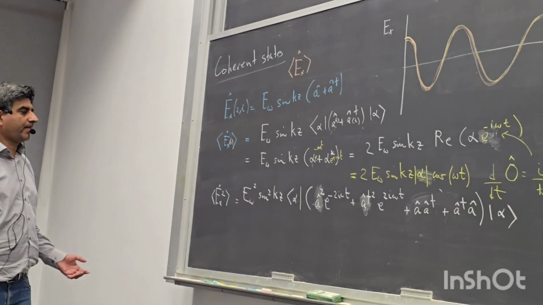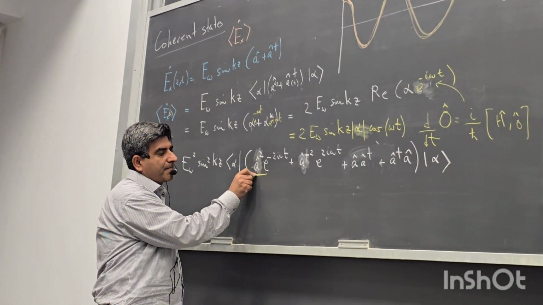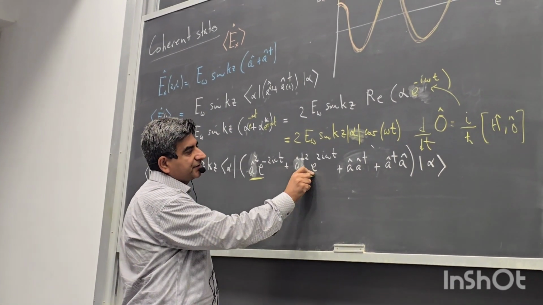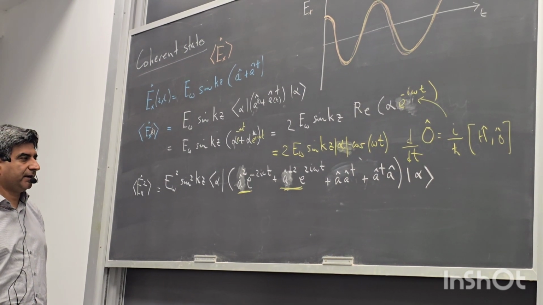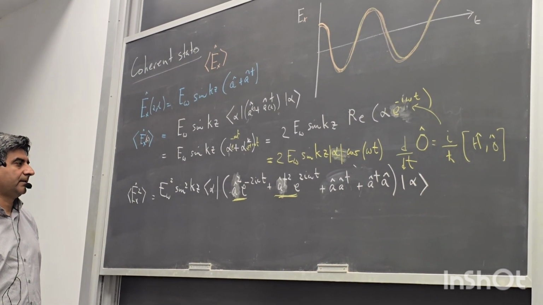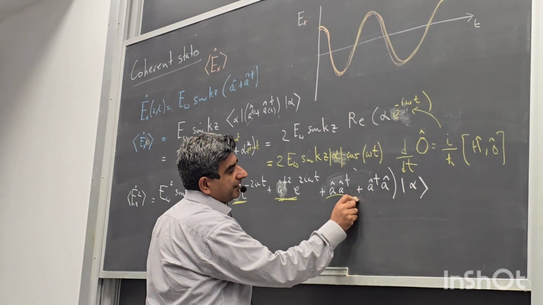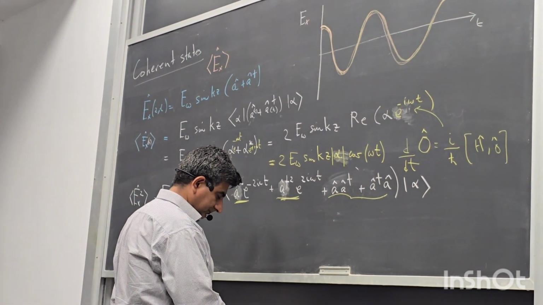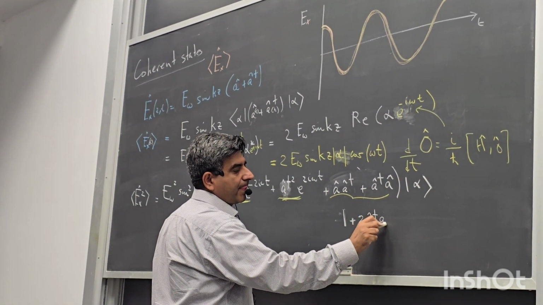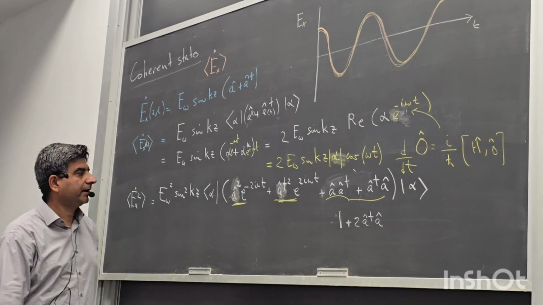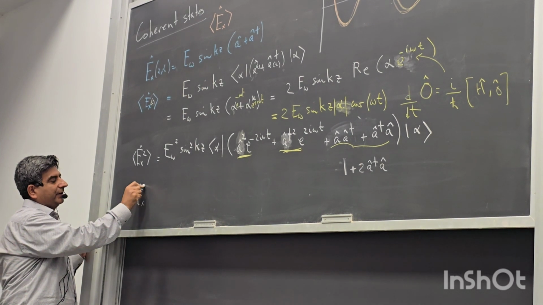Alright, so we proceed from here. The action of this term and the action of this term on alpha needs to be calculated. Right? So when you do all, and this thing can be replaced, I think, by 1 plus 2a dagger a. Okay. So when you do all of this, the final result looks like the following.